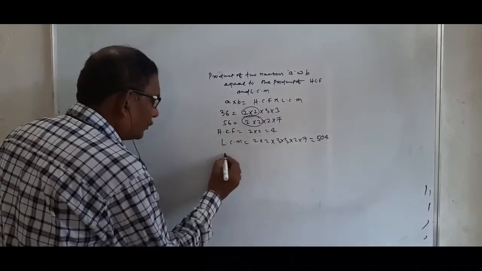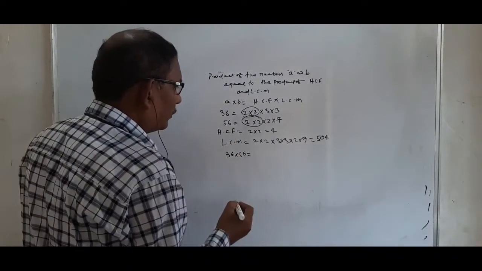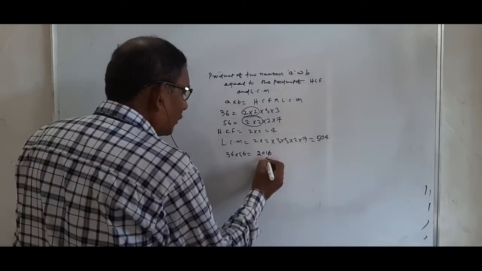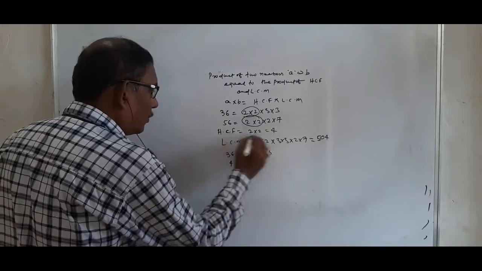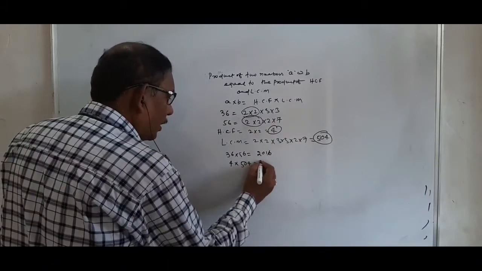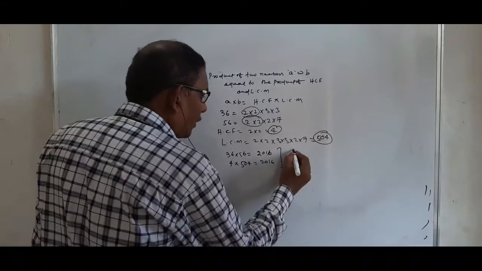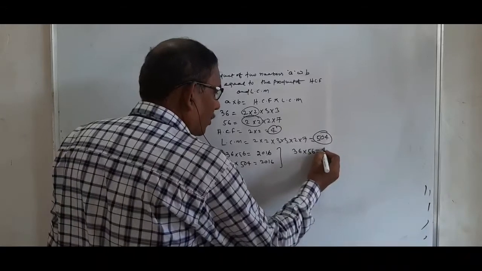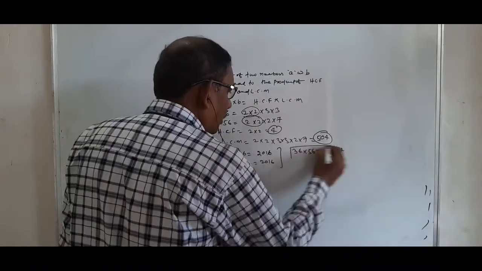Now 36 into 56 gives you 2016. Similarly, 4 into 504 also gives you 2016. Okay. So here the product of two numbers is equal to 4 into 504.